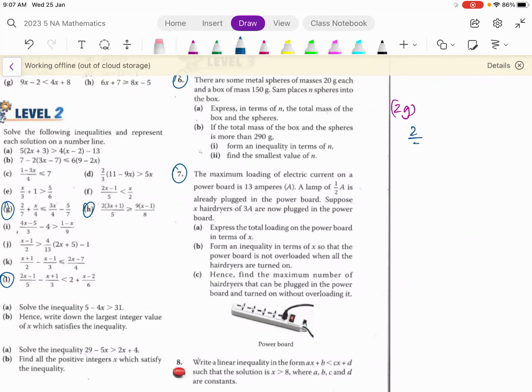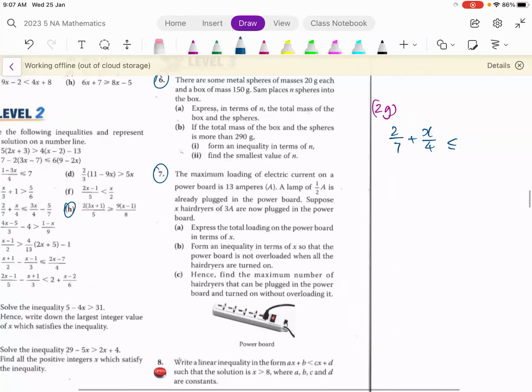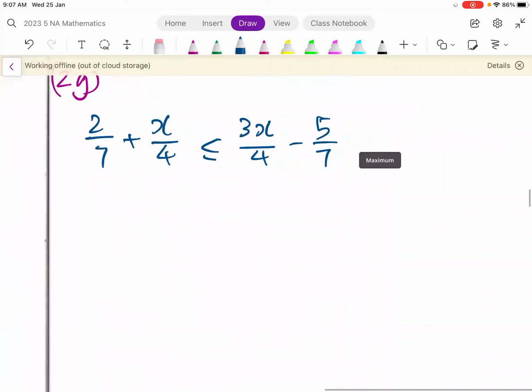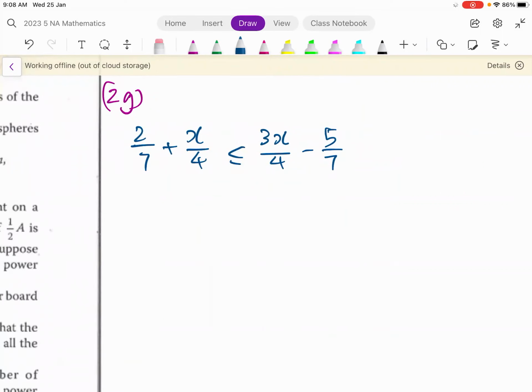We've got 2 over 7 plus x over 4 less than or equal to 3x over 4 minus 5 over 7. So right now we are dealing with inequalities in fraction form. Our end goal is to eventually get x is greater than or equal to something, or x is less than or equal to something. I'm not too sure yet, but that is our end goal. In other words, I want to make x the subject, and then I need to follow some rules.